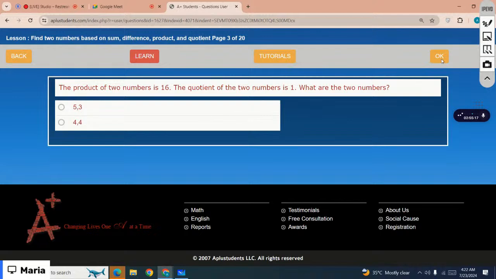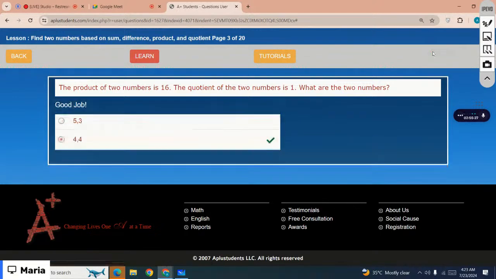The product of two numbers is 16. That is 4 times 4, right? 4 times 4 makes 16. And the quotient means when you divide, the answer is 1. So they are 4 and 4, not 5 and 3. Please do not guess the answers.